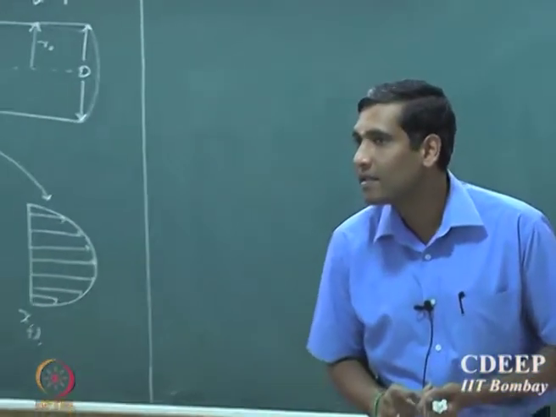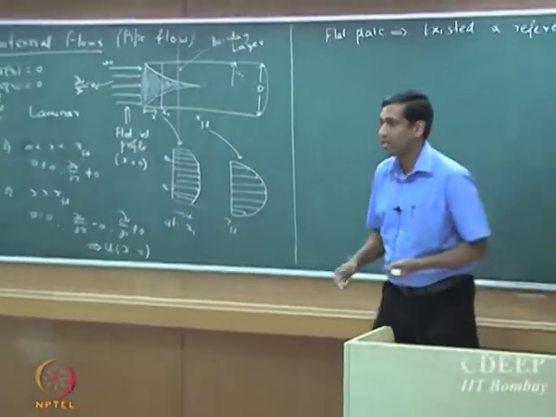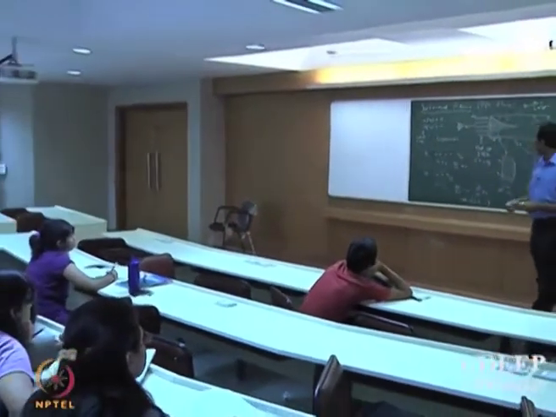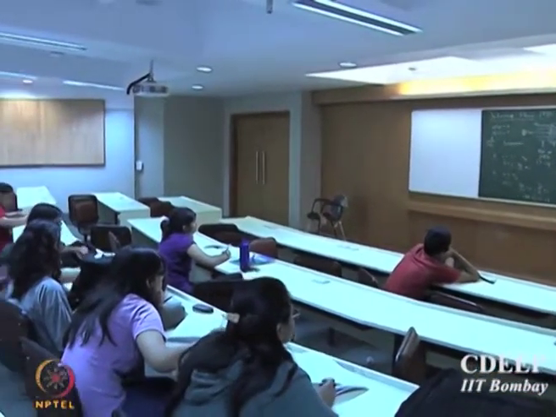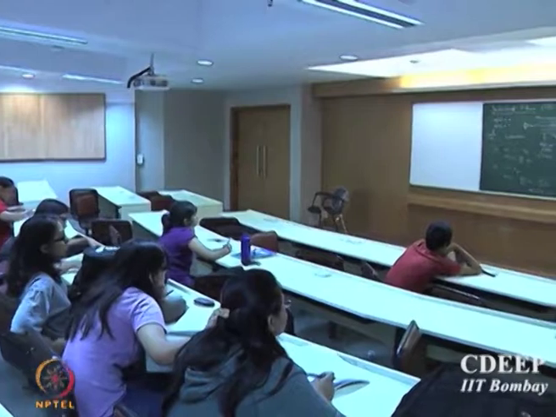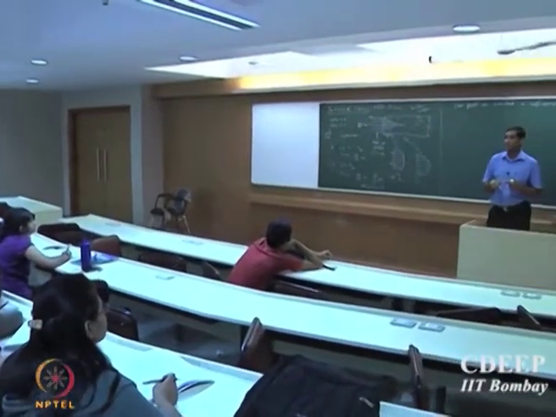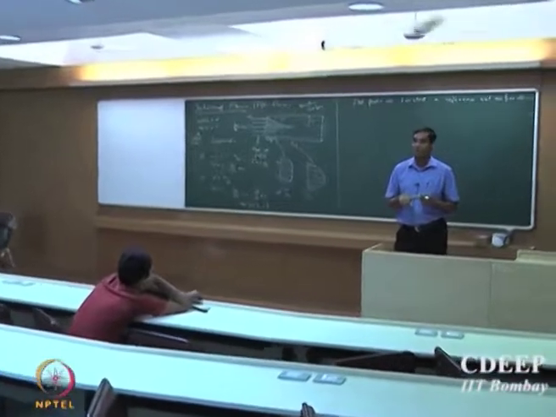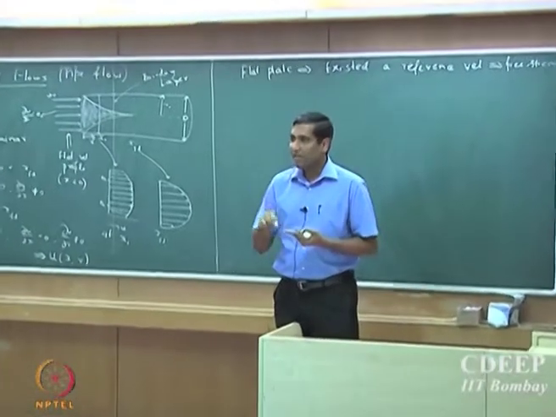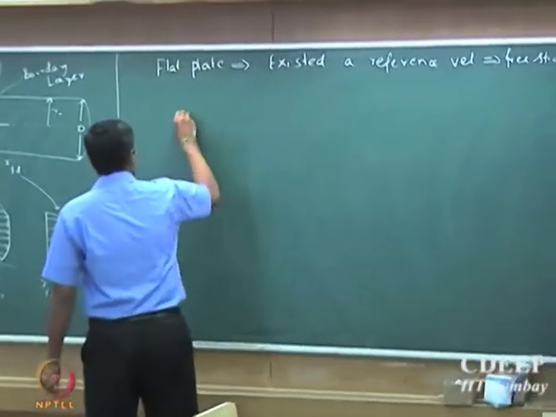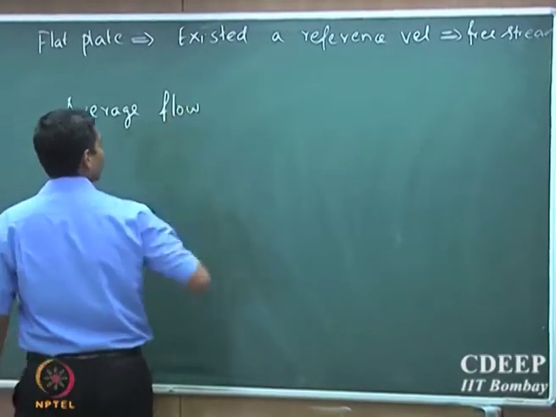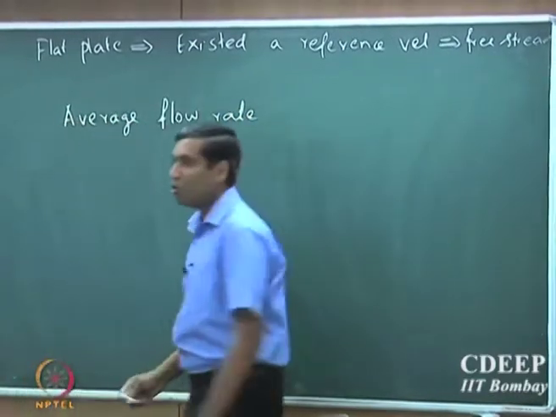Yes, any suggestions? U naught? No, but that's before the tube, right? So what's the best reference velocity inside the tube? Maximum at the center, okay, that's one possibility. Okay, what else? Average. Why average? Because at every cross section we can define an average flow rate. So there are two reasons why it is a good measure.